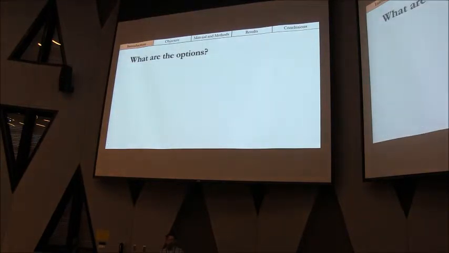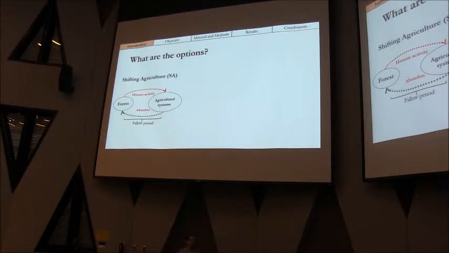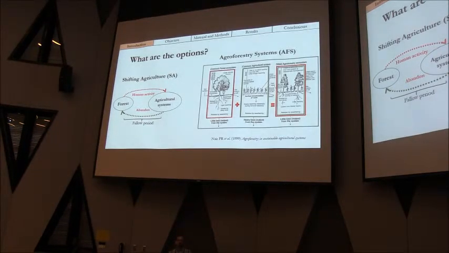Now, what are the options? Knowing that we have this problem between food security and plant diversity conservation, and that shifting agriculture is one of the main approaches in the tropics, do we think that working with agroforestry systems, a combination of trees and crops, is a good idea to handle this? Combining agroforestry systems with shifting agriculture might be a good way to reduce those trade-offs between food security and plant conservation.